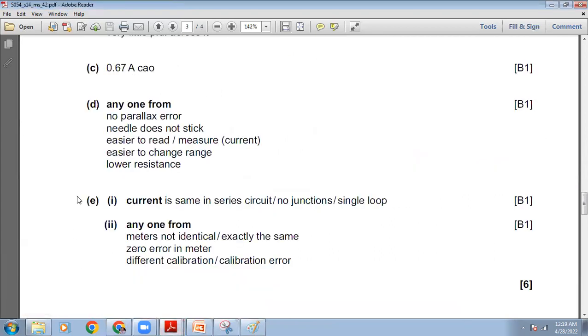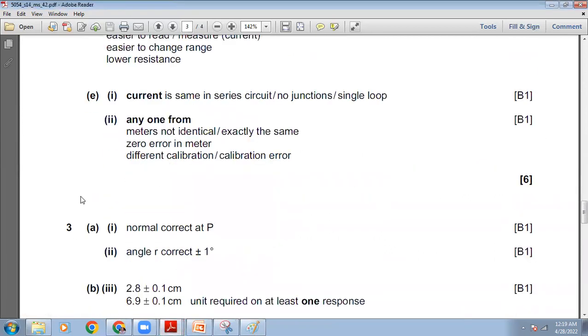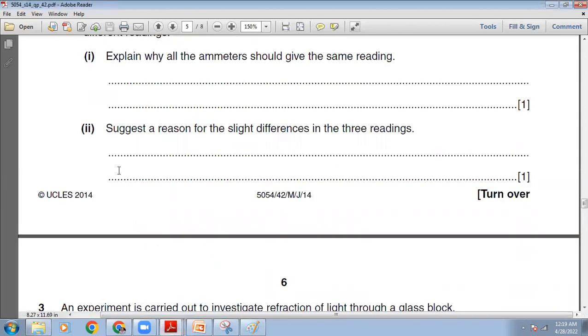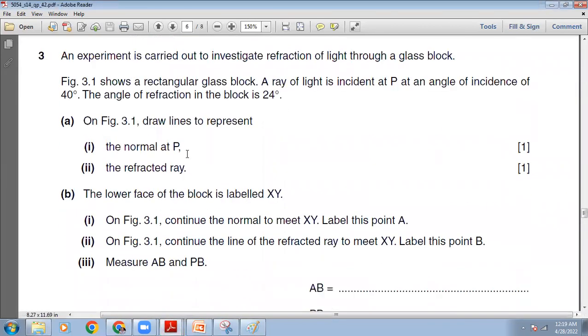So let's look. The meters are not identical, the meters are not exactly the same. Zero error in the meter, different calibrations. So there can be calibration error. So we are done with question number 2. Okay, so we are going to the next question.